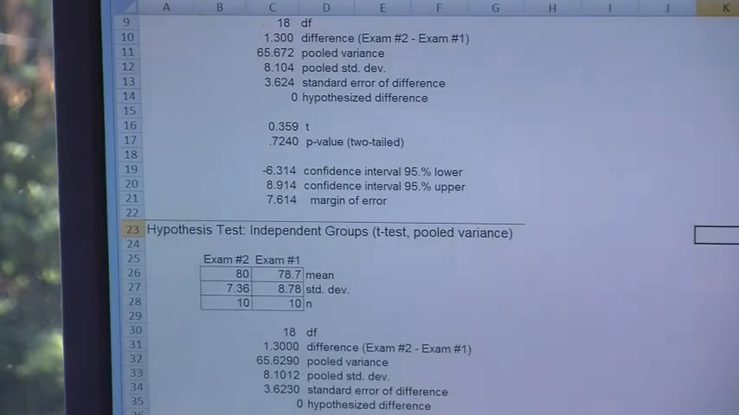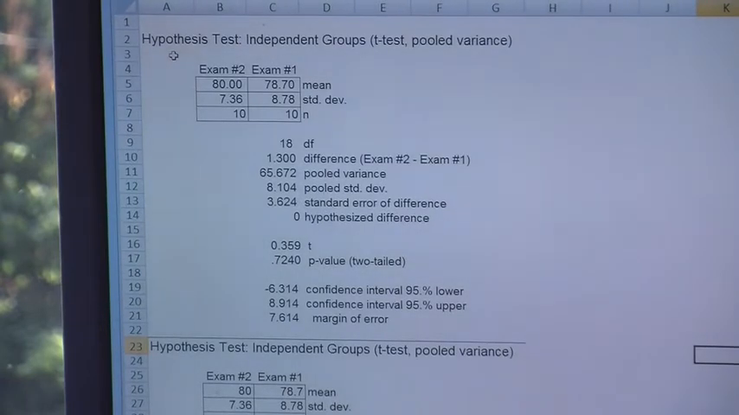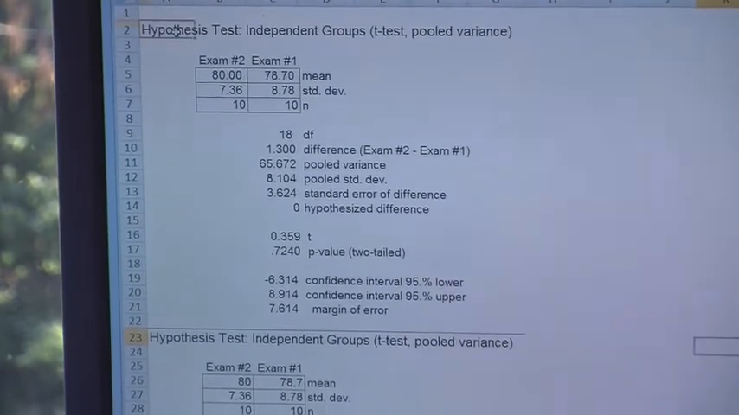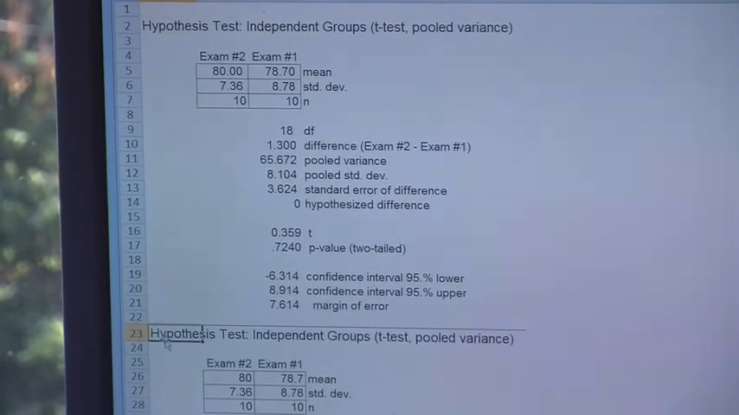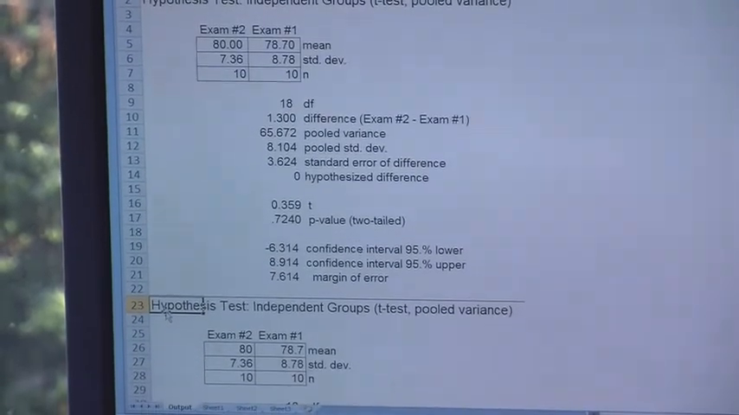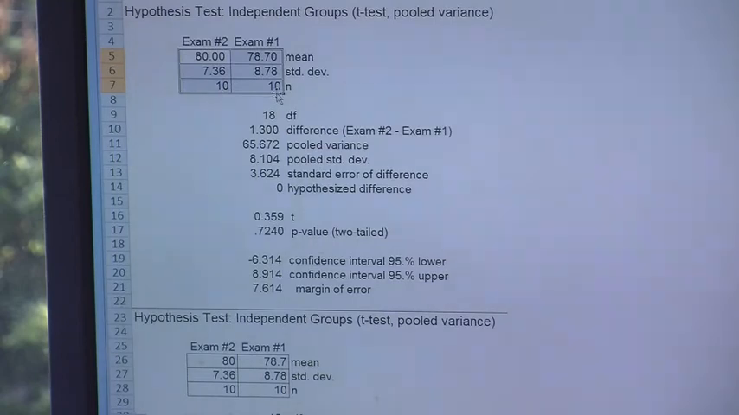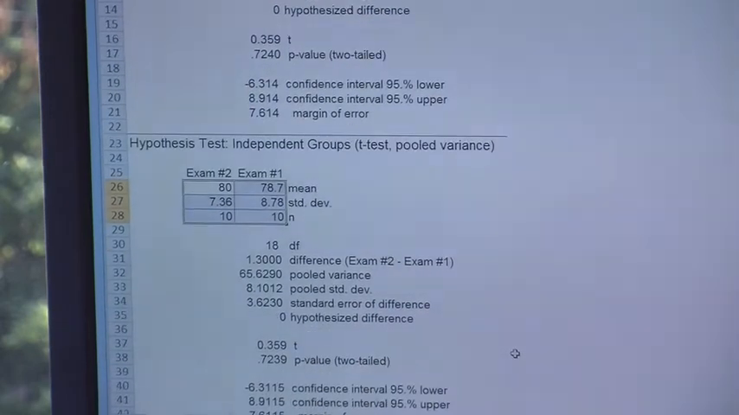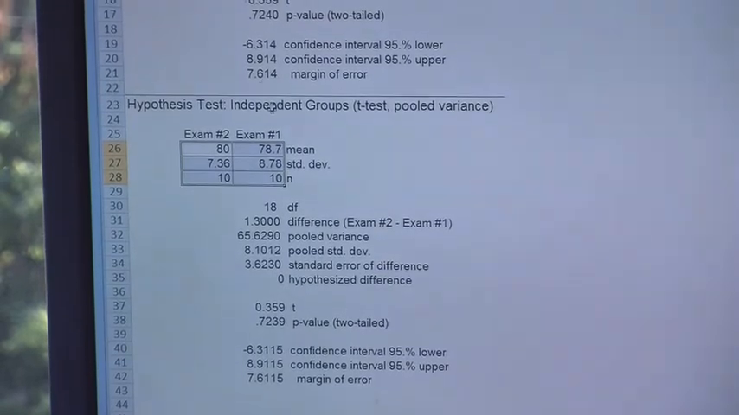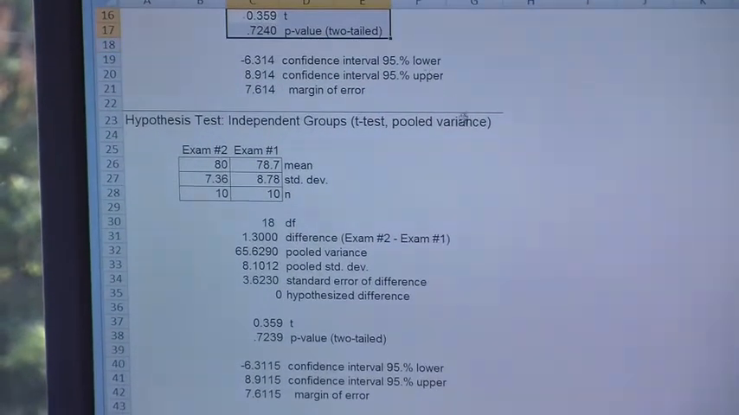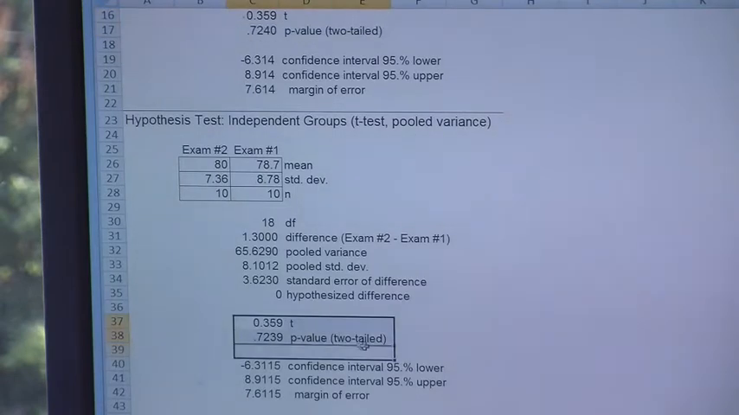So now we have the hypothesis test that I had run earlier with the actual data, and here I have the same two-group difference of means test, but I worked with summary data. So you'll notice here that our descriptive statistics, whether I worked with the actual data or the summary data, are identical. Now I'll scroll down. You can see here that our t-value and our p-value are nearly identical: 0.359 for my observed t, 0.7240 for my observed p.